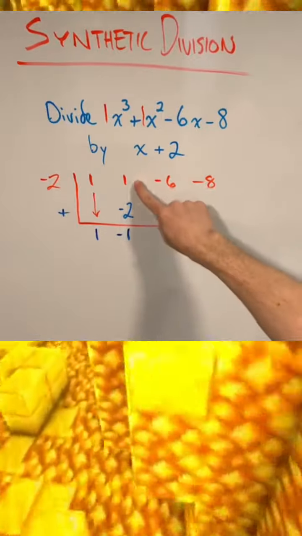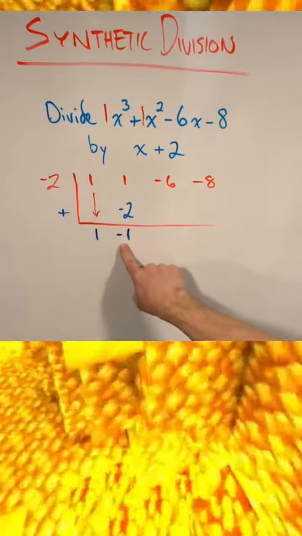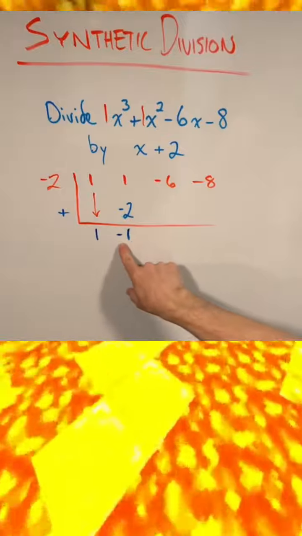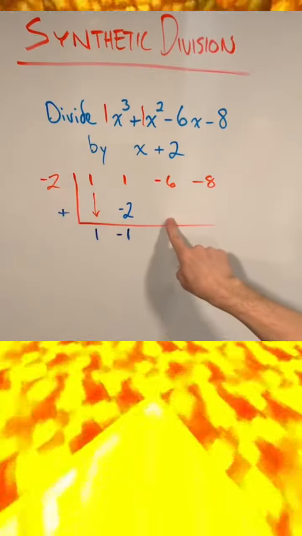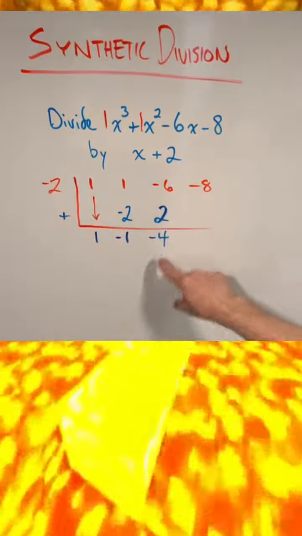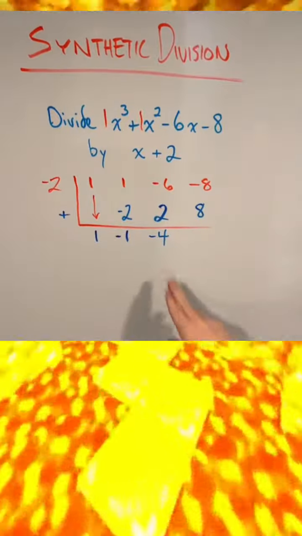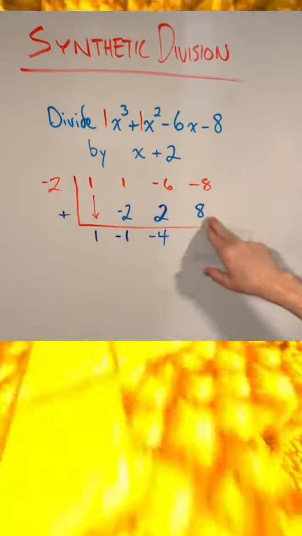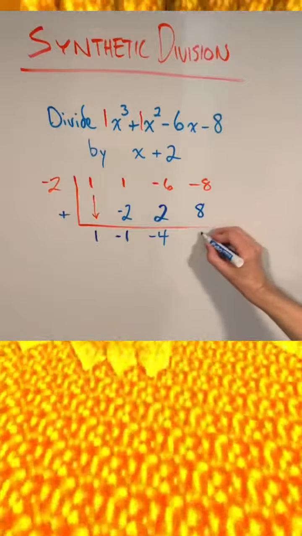We're going to add this 1 plus this negative 2 to get negative 1. And we'll repeat the process by taking negative 1, multiplying by negative 2, and placing the result right here. Adding this column will result in negative 4. We'll repeat this process one more time to get 8. Adding straight down will result in 0.